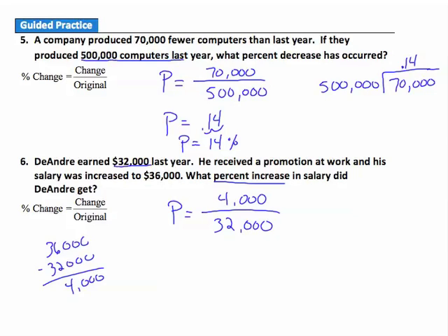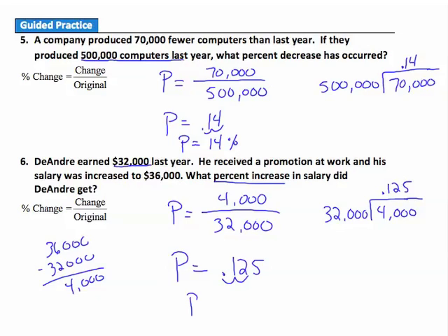So to calculate this percent, we're going to do the division. We're going to do 32,000 into 4,000. And when we do that division, we get 0.125. And so as a decimal right now, it's 0.125, and now we need to change that decimal to a percent, so we would move it 2 places to the right, 1, 2, and so we get 12.5%. So it looks like DeAndre got a 12.5% raise, or increase in pay, at work.